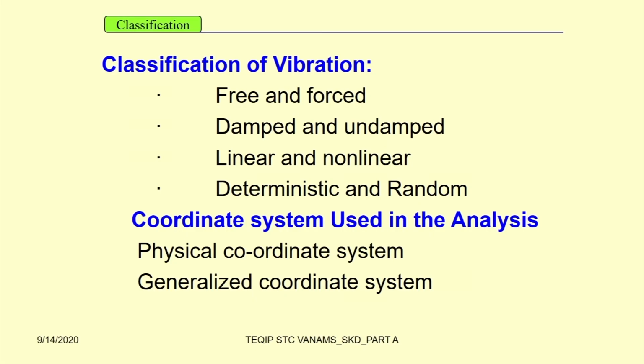If after the disturbing force no force is acting on the system, then the vibration is known as free vibration. If a continuous force is acting on the system, then the vibration is known as forced vibration. Similarly, we may have damped or undamped systems. If damping is there, then we have a damped system. If there is no damping, then the system is undamped.